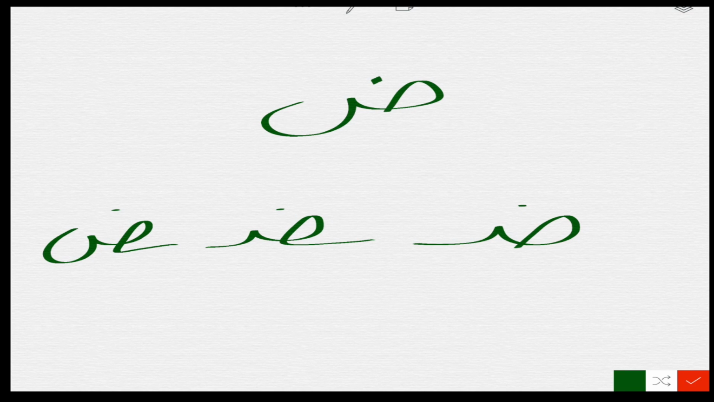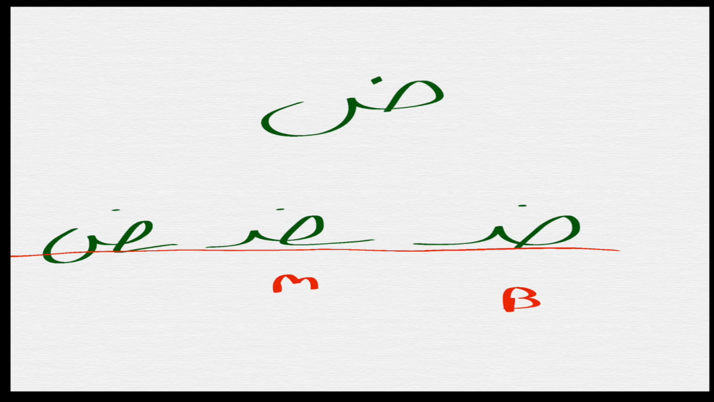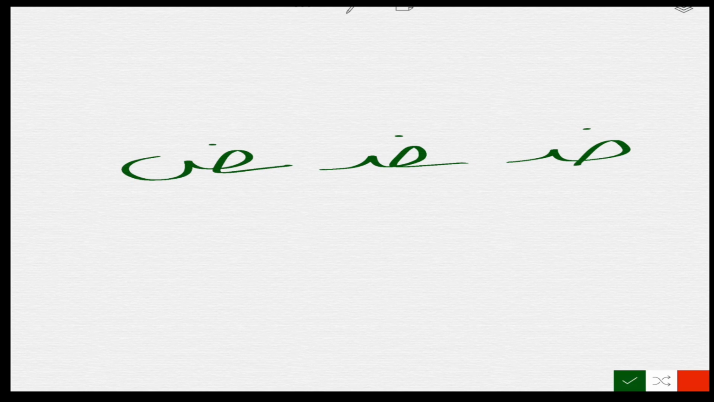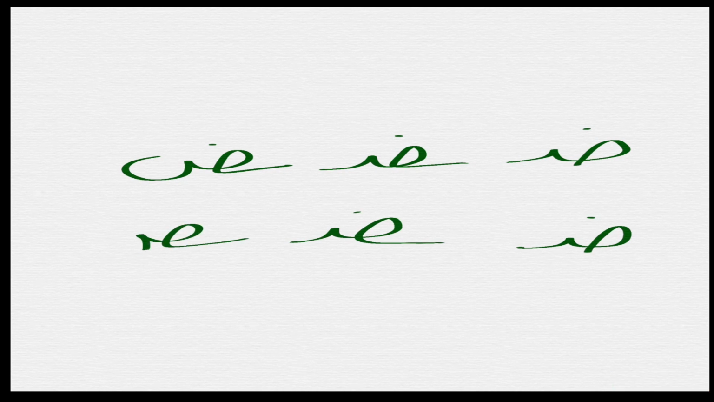The letter Dhaad, when it's written at the beginning and in the middle, both of the forms will stay above the line, as here. But when the letter Dhaad comes at the end, the final curve bit will have to come below the line. Let's practice again. Here is the letter Dhaad at the beginning, and here is the letter Dhaad in the middle, and here is the letter Dhaad at the end. Try again.